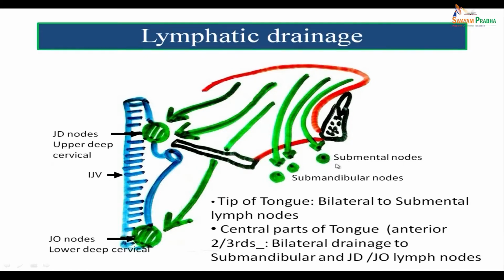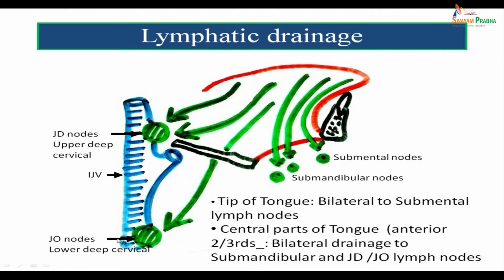Under the chin, you have a set of lymph nodes which are called the submental lymph nodes. On the sides of the mandible, just below the mandible, you have the lymph nodes which are called the submandibular group of lymph nodes. Along the internal jugular vein, in the upper part, you have a set of nodes which are called the jugulo-digastric group of lymph nodes. This jugulo-digastric group is also called the upper deep cervical group of lymph nodes.